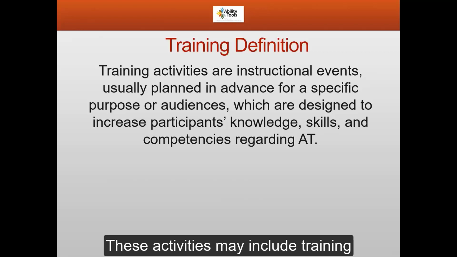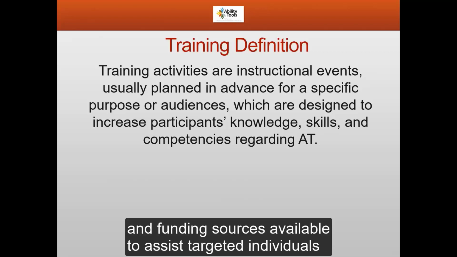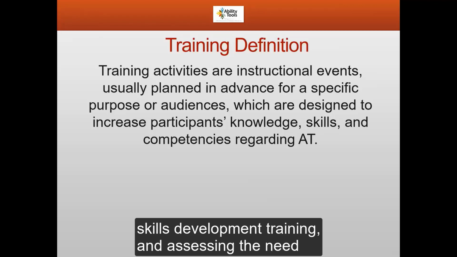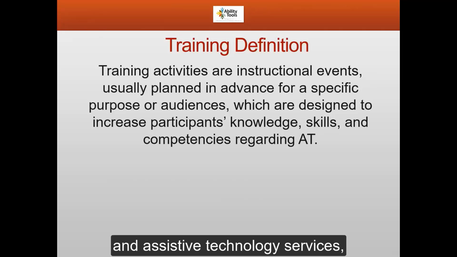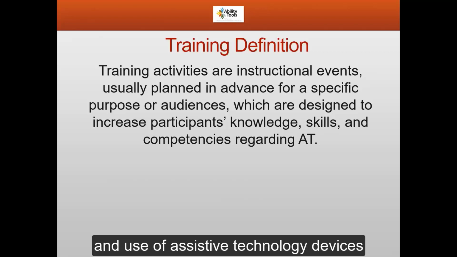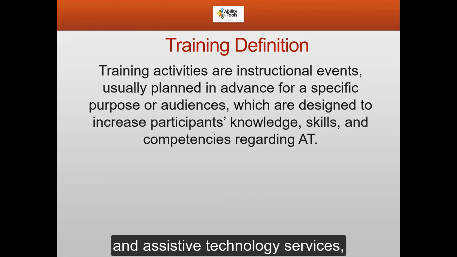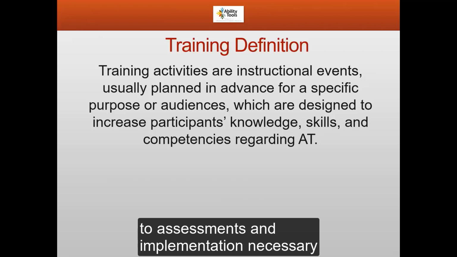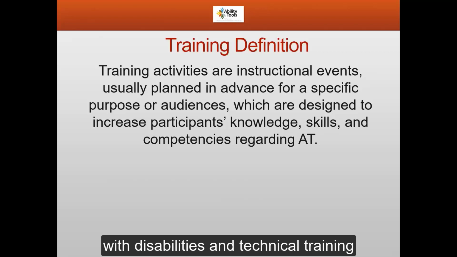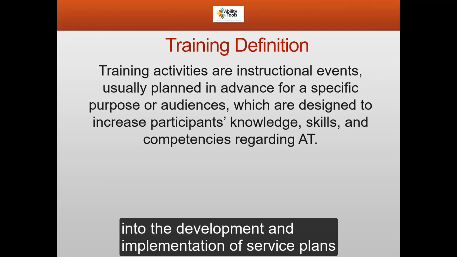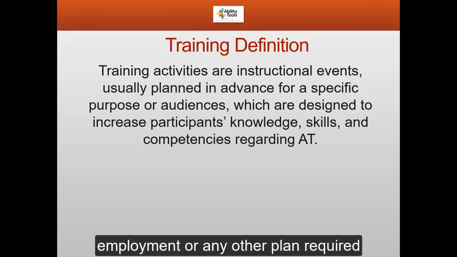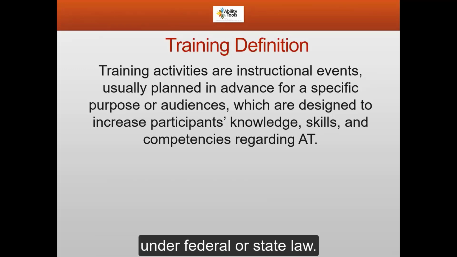These activities may include training on the benefits of assistive technology and funding sources available to assist targeted individuals and entities in acquiring assistive technology, skills development training in assessing the need for assistive technology devices and assistive technology services, training to ensure the appropriate application and use of assistive technology devices and assistive technology services, training in the importance of multiple approaches to assessment and implementation necessary to meet the individualized needs of individuals with disabilities, and technical training on integrating assistive technology into the development and implementation of service plans, including education, health, discharge, Olmstead, employment, or any other plan required under federal or state law.